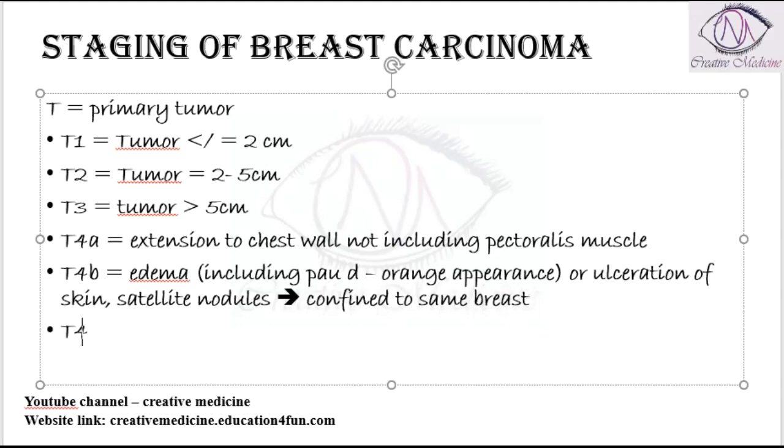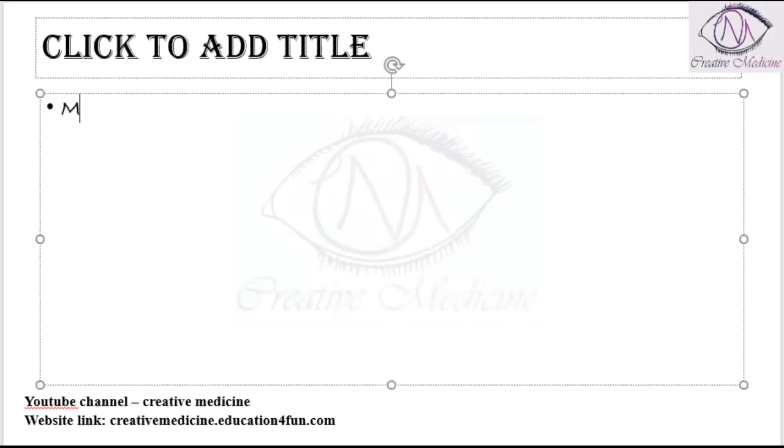Then we have T4C. T4C is T4A plus T4B. Then we have T4D, which is inflammatory edema, called T4D. Then we have N. N is for regional lymph nodes. In the N we have N1.